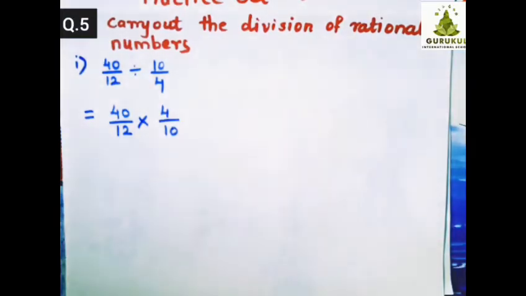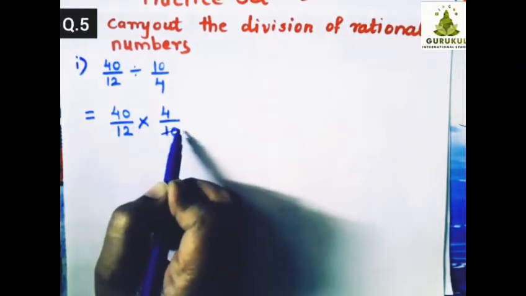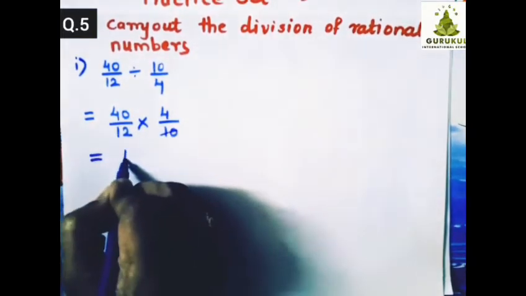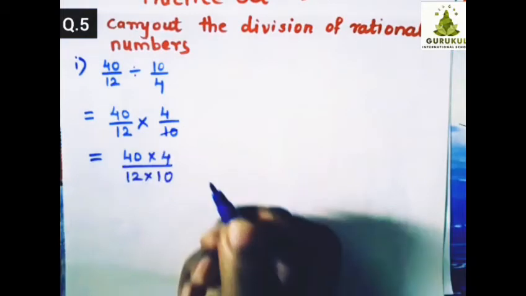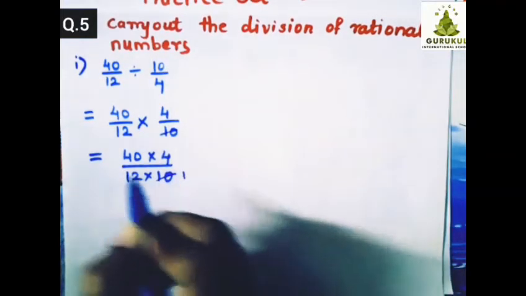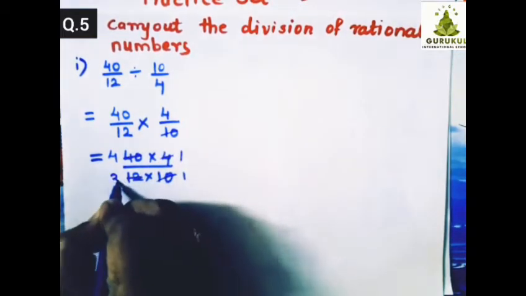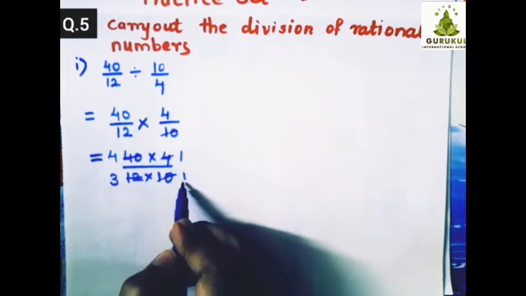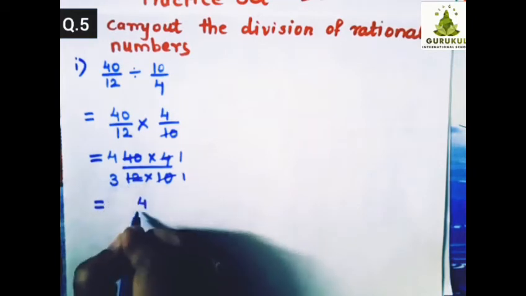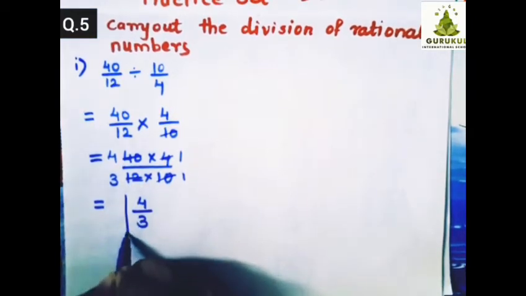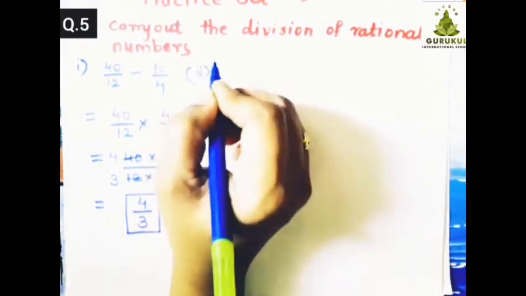Now as I have explained earlier, you have to cancel the numbers to a reduced form. So we can first write it in multiplication form, 40 into 4 upon 12 into 10. Now we can start dividing. 10 ones are 10, 10 fours are 40, 4 ones are 4, 4 threes are 12. So here 1 came, 4 and 3. So what will be the answer? 4 into 1, 4, and 3 into 1, 3. So the answer will be 4 upon 3. So this is how we have to proceed. Let us see the second example.